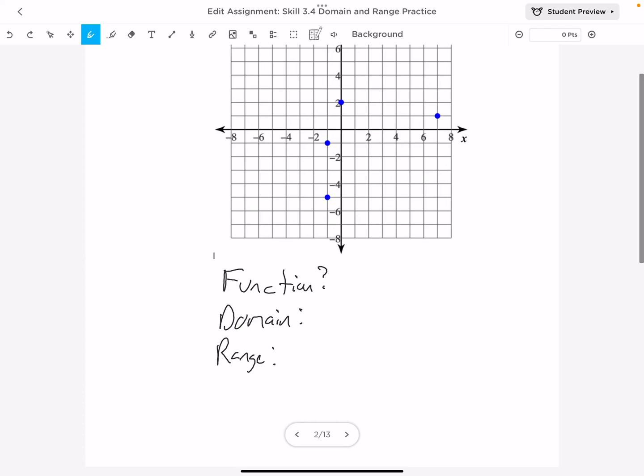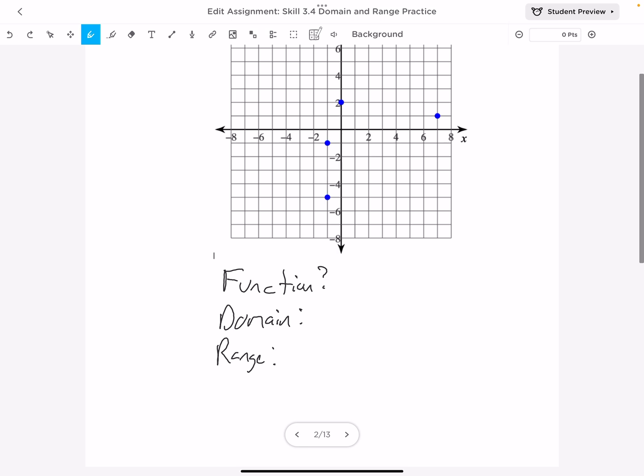Okay, so for the skill 3.4, domain and range, this is example 1. First question, is this a function? Now, this is a series of dots. We call this discrete because there's no lines connecting the dots. We don't have lines drawn like this. In fact, they're just dots. That's called discrete. So we only list the dots as part of our domain and range.